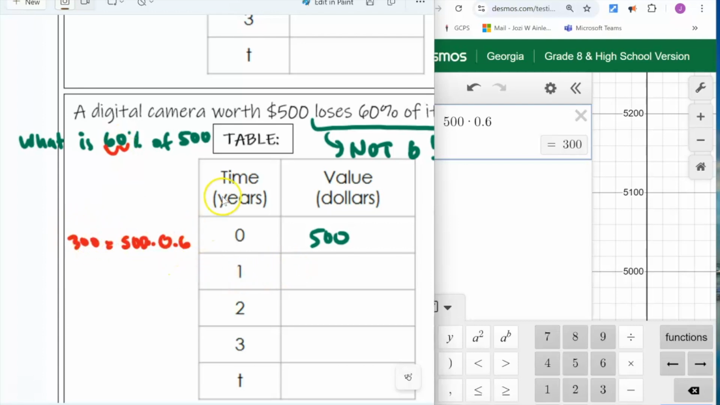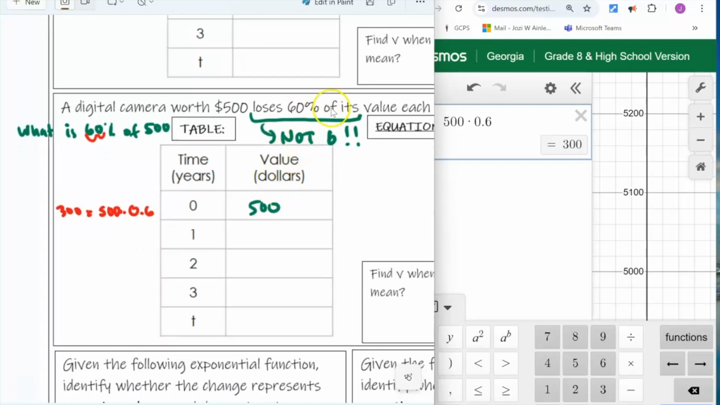Now, I'm asking this: after my first year, when I lose the 60%, do I write 300 here? Do I write what I've lost here? No, because the question is asking me, what is the value in dollars of this camera after I lose $300? So if I've lost $300, what is 500 minus 300? I'm now going to be at 200. So now the value of the camera at year 1 is 200.